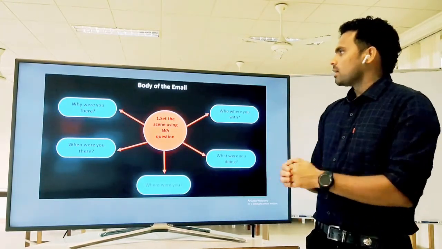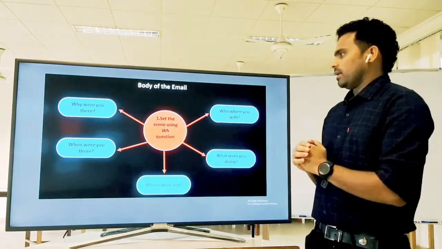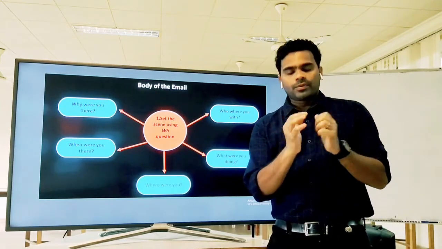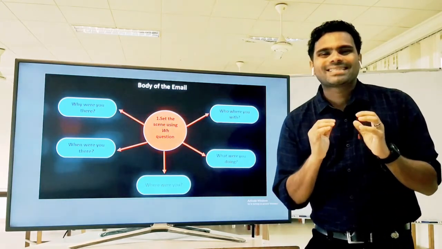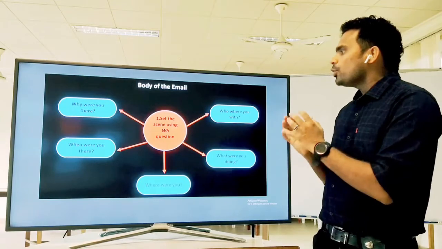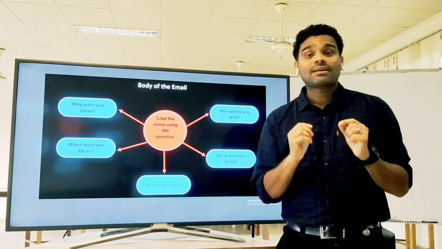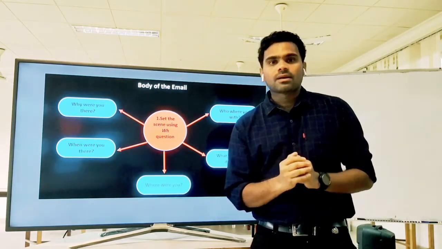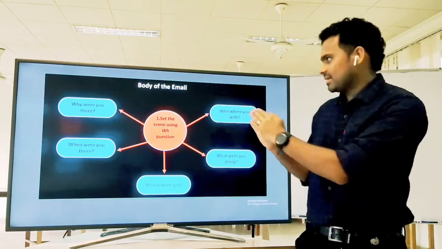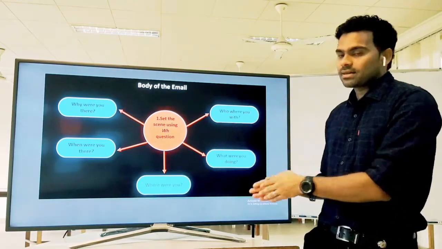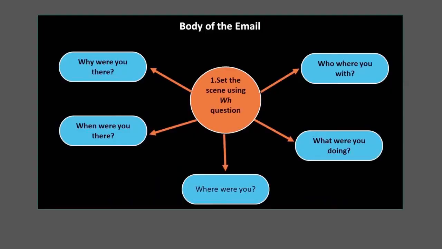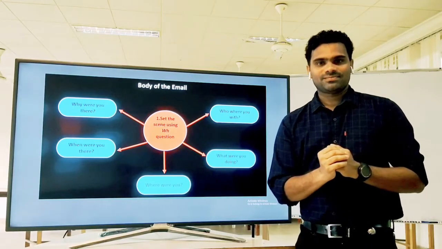Second one, body of the email. As I told you before, you have to set the scene. How do you set the scene? You have to set the scene by using WH questions like this. You have to answer all these questions. Who were you? What were you doing? Where were you? When were you there? Why were you there?